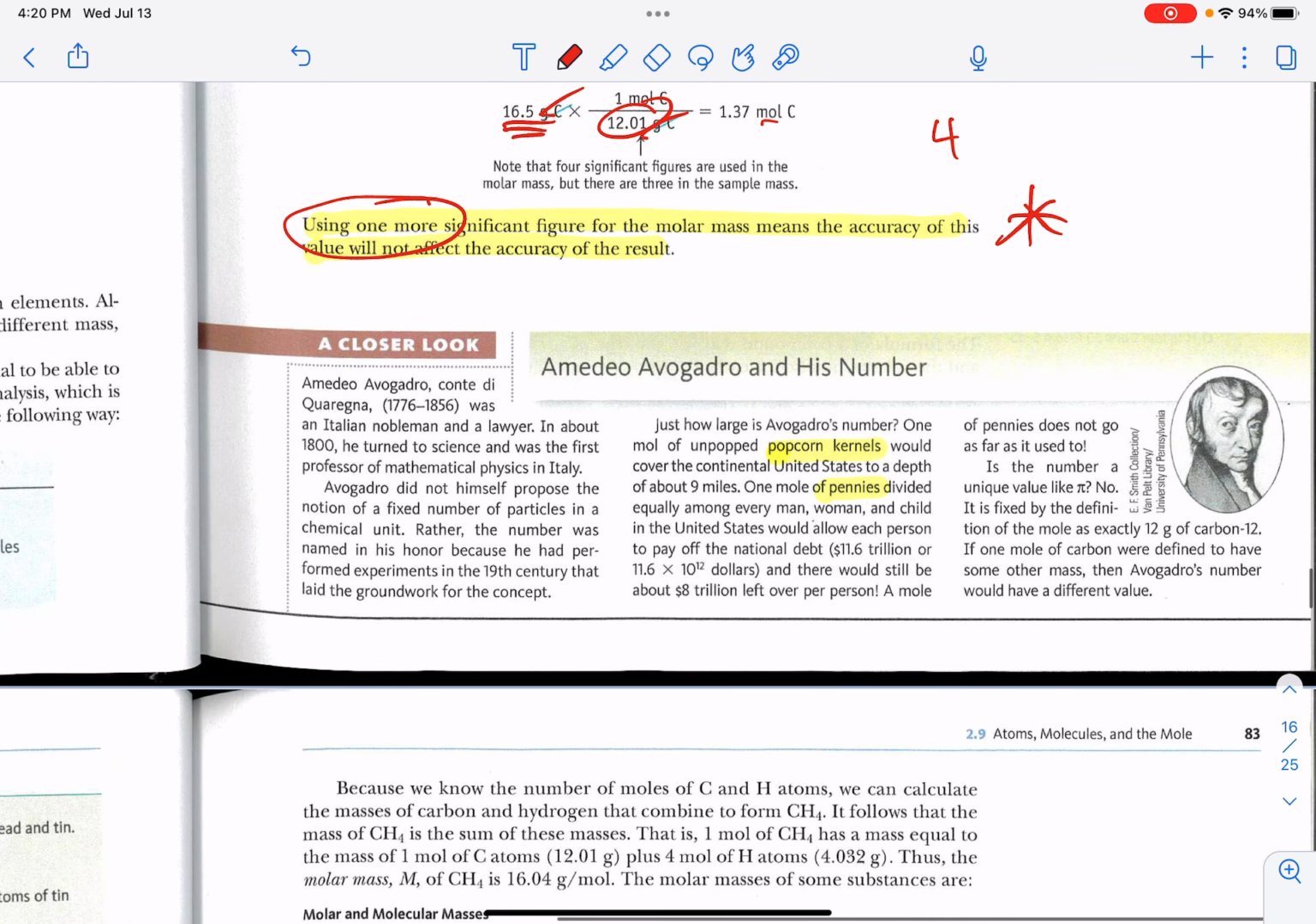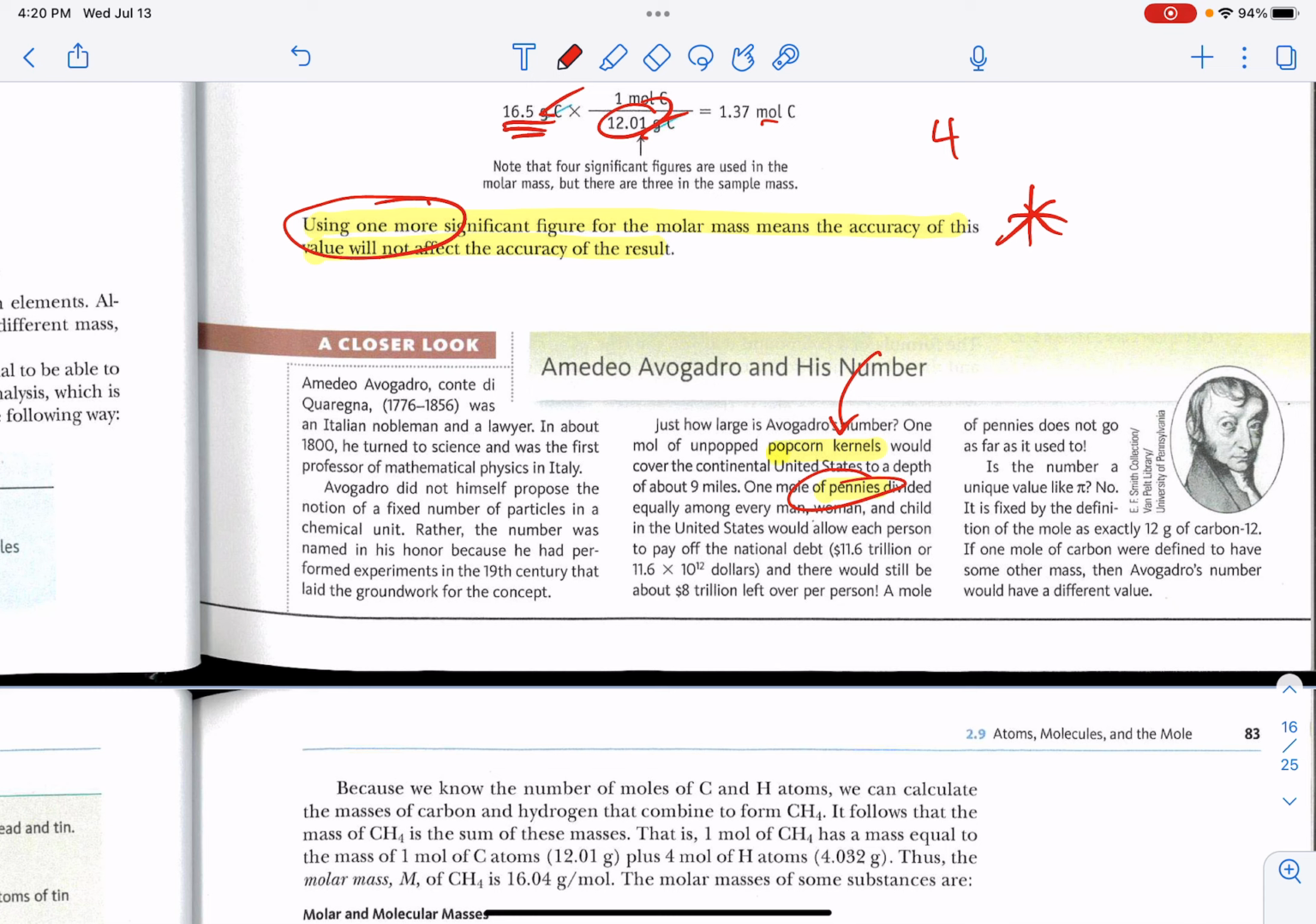And of course, when you start talking about things bigger than atoms, a mole becomes pretty gigantic. For example, a mole of popcorn kernels that are unpopped would cover the continental United States to a depth of about 9 miles. Or a mole of pennies, if we divided it among all of the people on the planet, or in this case, everybody in the United States, which is approaching maybe 7.8 million.